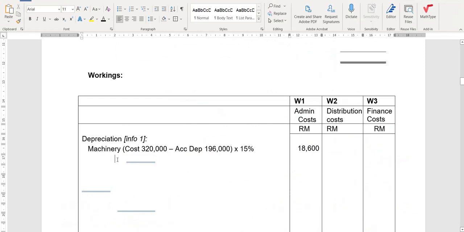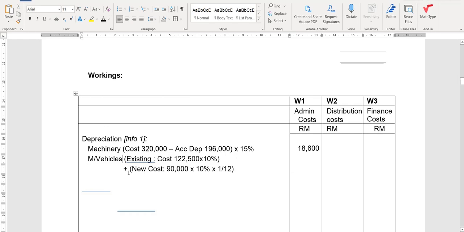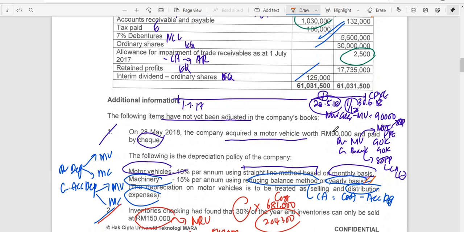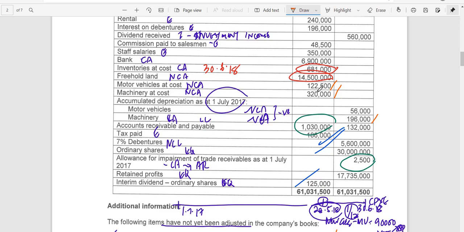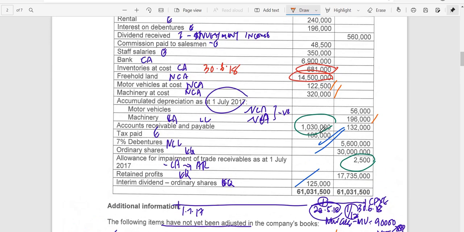Then do the second one, which would be for motor vehicle. For motor vehicle, first do for the existing motor vehicle, which refers to this one, and then take into consideration the newly acquired motor vehicle. So this is the new one, this is the existing one. For the new one, we are going to use the proportion of 1/12 time apportionment in the current year. However, for the old one, the depreciation will be charged for full year since it has been purchased somewhere in the prior period. Okay, let's do that.